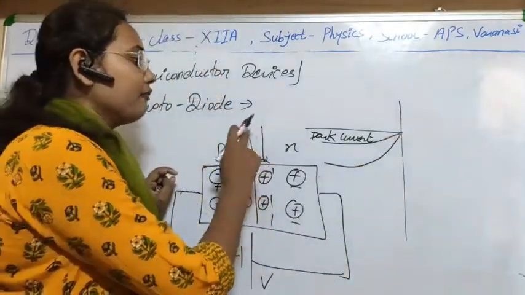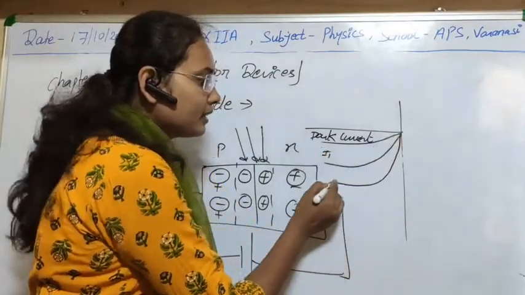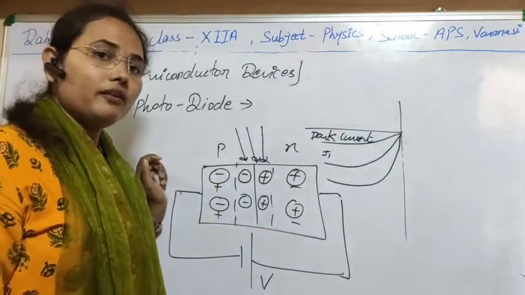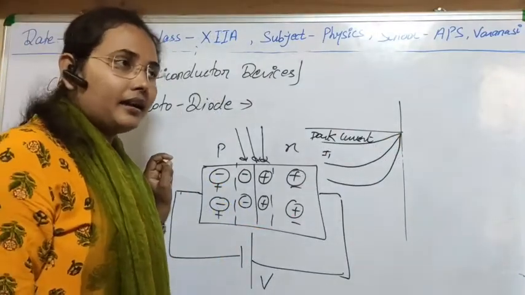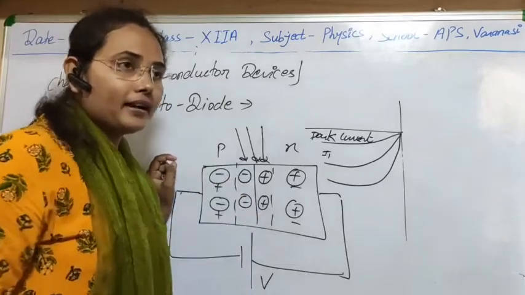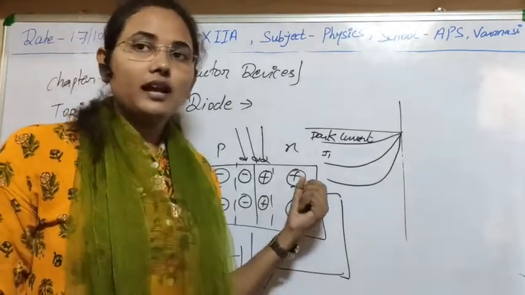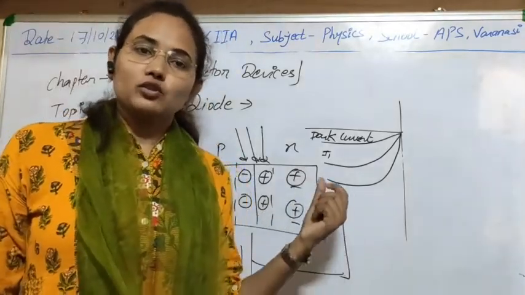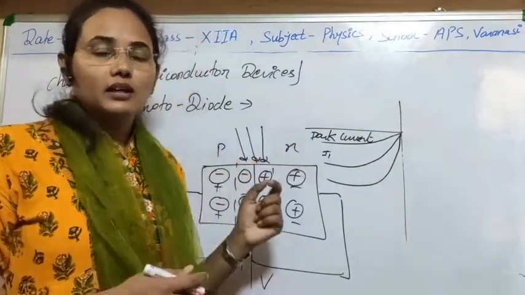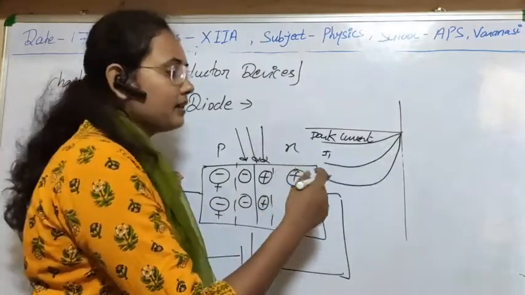And if we continually increase the intensity of light, then you know that with the increase in intensity of light, the number of photons increases, and if the number of photons increases, then more photons will collide and transfer their energy to a large number of electrons. So a large number of covalent bonds will break, a large number of electron hole pairs will be produced, and due to the large number of charged particles, the value of current will increase.